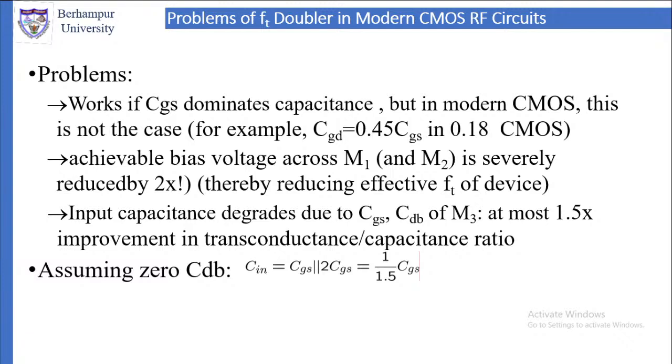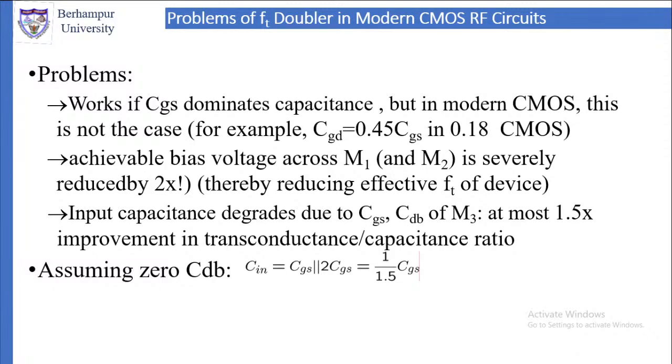Then the second problem is the available bias voltage across M1 or M2 is severely reduced. This is reduced by a factor of 2, and thereby it reduces the effective FT of the device. So it will no more be an FT doubler because the bias voltage reduces in CMOS devices.